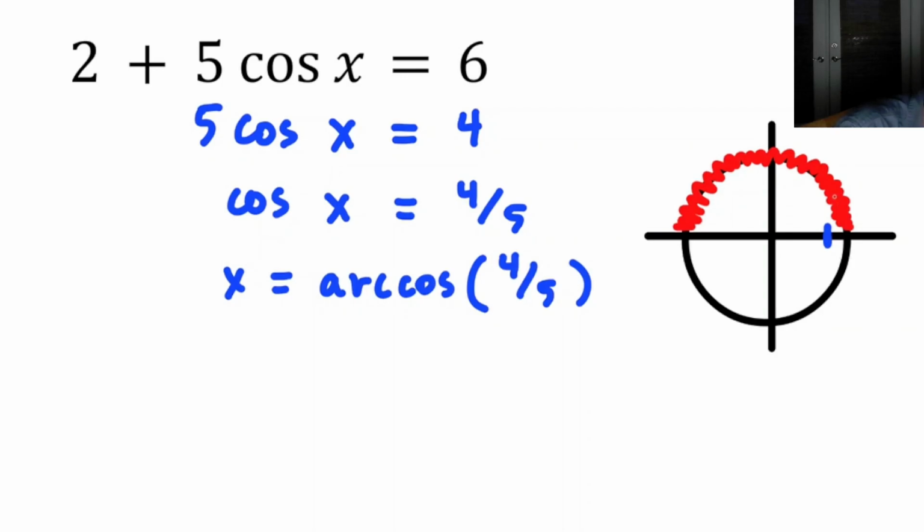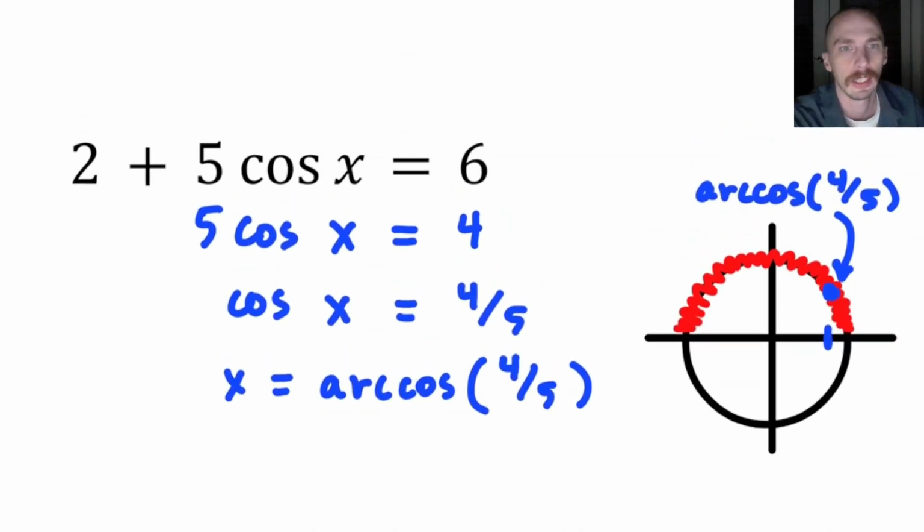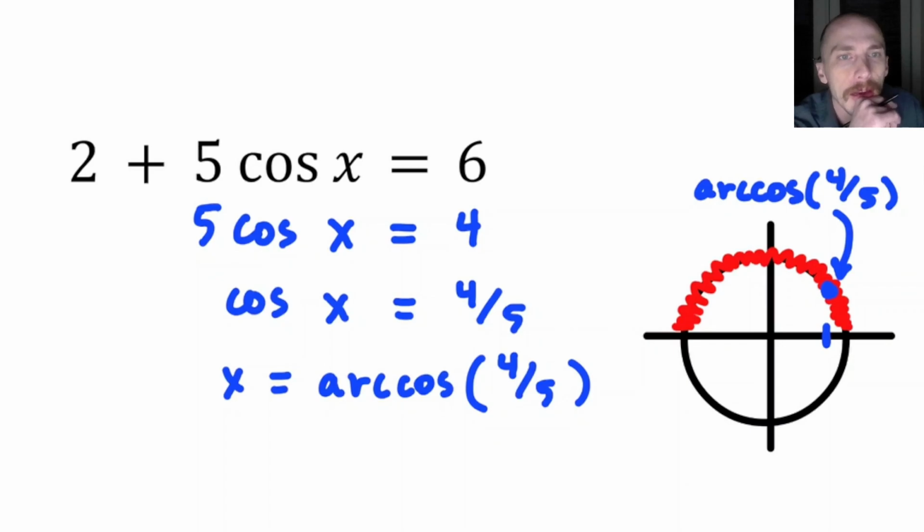I would say that would be about right there. But then there's also this other point down here, and that's what I'm mainly interested in. So that right here is the amount of theta, the arc whose cosine is 4/5. That's why we call it arc cosine. I'm realizing my arm is covering that up. And so that's arc cosine of 4/5. That's one of the solutions.